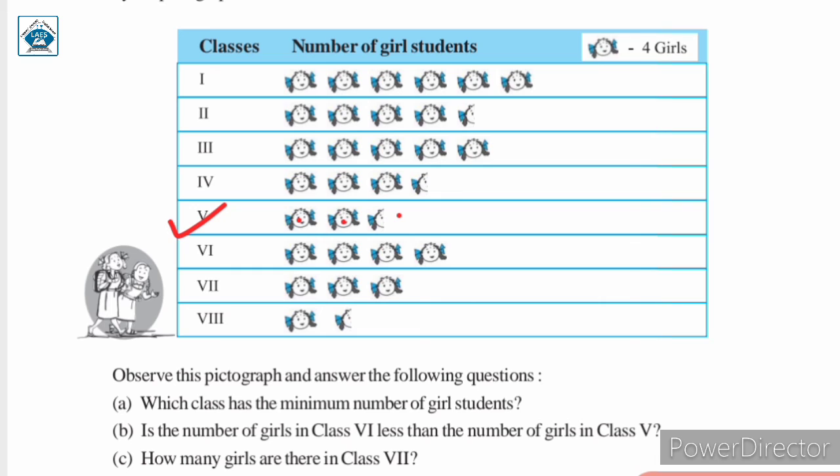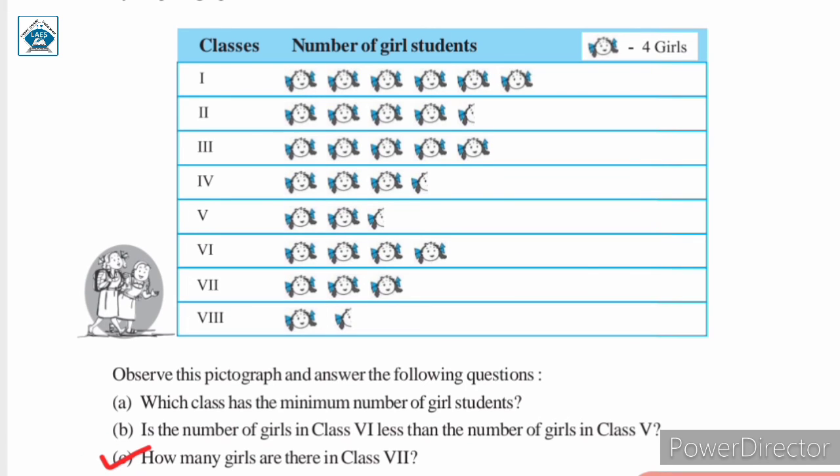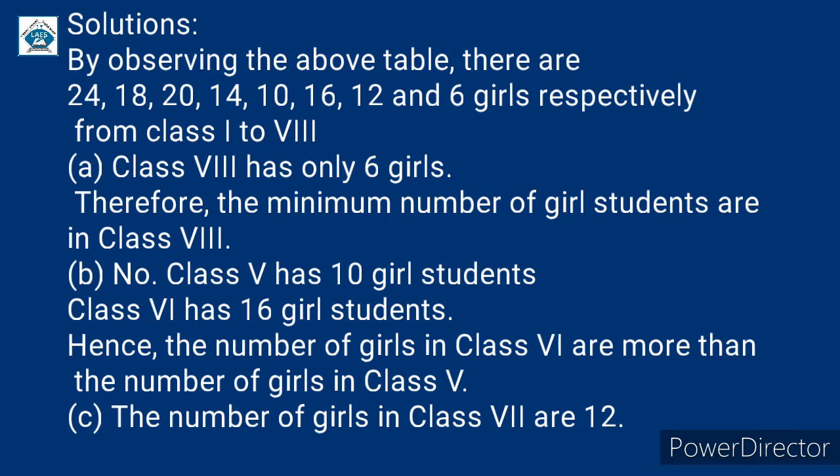So here the number of girls in class 6 is not less than those of class 5 क्योंकि class 5 में there are 10 girls but in class 6 there are 16 girls. So the number of girls in class 6 is not less than the girls in class 5. C. How many girls are there in class 7? So we need to count the number of girls in class 7 for this question, which is 4 plus 4 plus 4 or 4 into 3, which is 12. Therefore, the number of girls in class 7 is 12. In this way, you have to write the solution in your notebook.